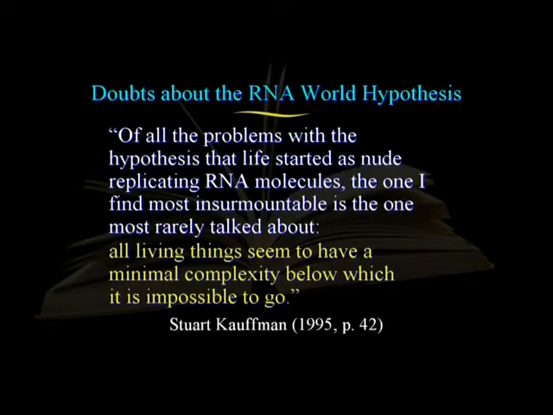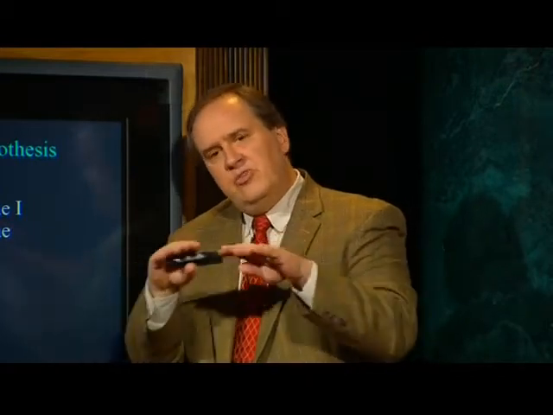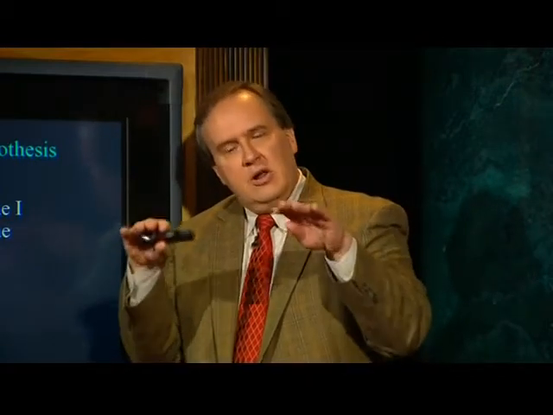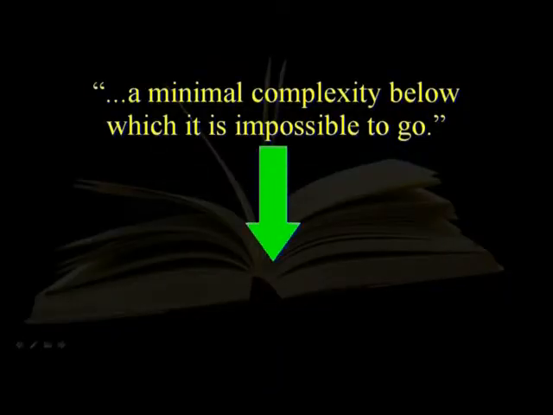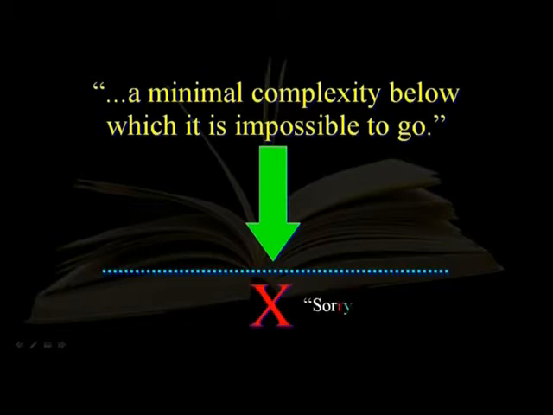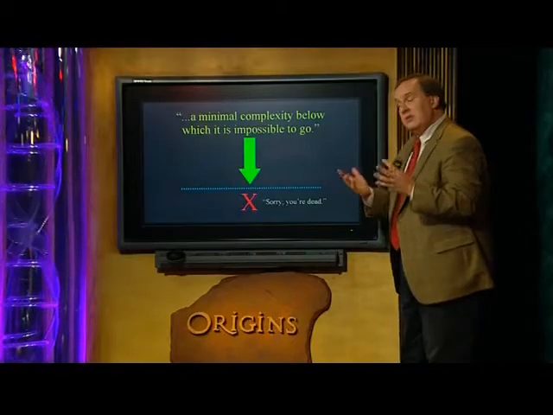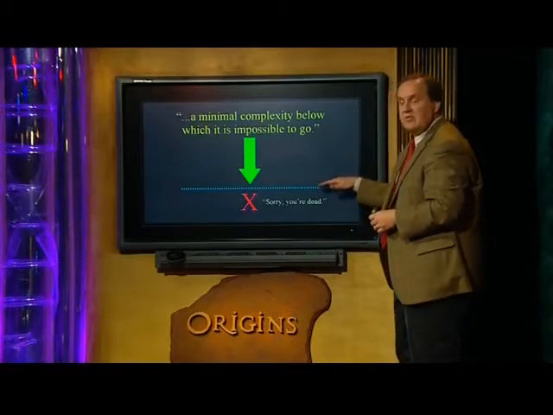All living things seem to have a minimal complexity below which it is impossible to go. So, when we started, we talked about how much can you take away. Kaufman is saying it looks like there's a point at which you bump into a barrier, a lower threshold below which you're dead. So if you look at it this way, he's saying subtract, take away parts, and all of a sudden you find a point you can't get below that, because if you try, it's over. Now, the interesting scientific question is, how low is that threshold?